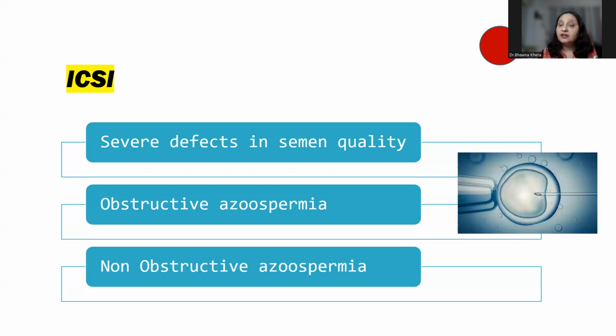When there is obstructive azoospermia, you can get only a small number of sperms from the testes, or in cases of non-obstructive azoospermia. So you collect whatever sperms are available, pick up a very good sperm and inject it directly into the ovum cytoplasm. Remember, only in these three conditions, because they give you two options. They give you IVF and they give you ICSI also.